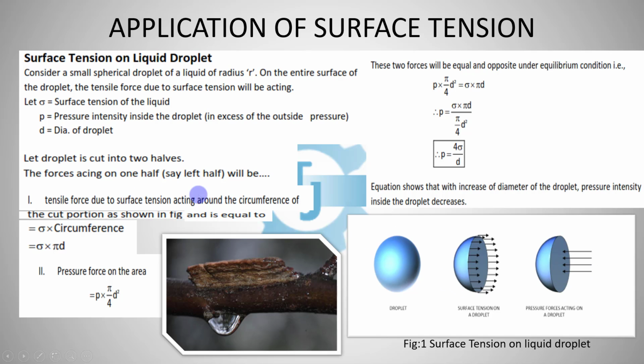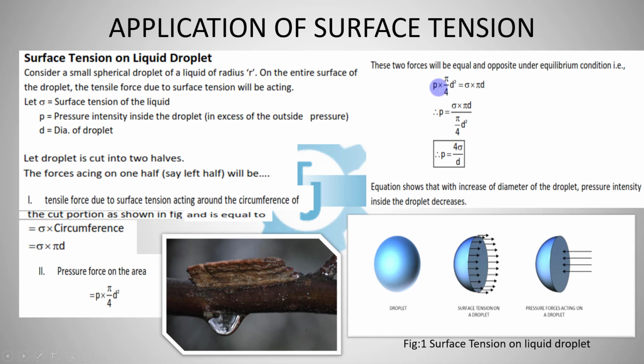So the droplet is cut into two halves. So all of the forces will act on only one half of the droplet. The tensile force due to surface tension acting around the circumference of the cut portion will be sigma into circumference. So sigma into circumference means pi into d, and the pressure force on the area will be P into area, that is P into pi by 4 d square. So these two forces must be equal and opposite under equilibrium condition.